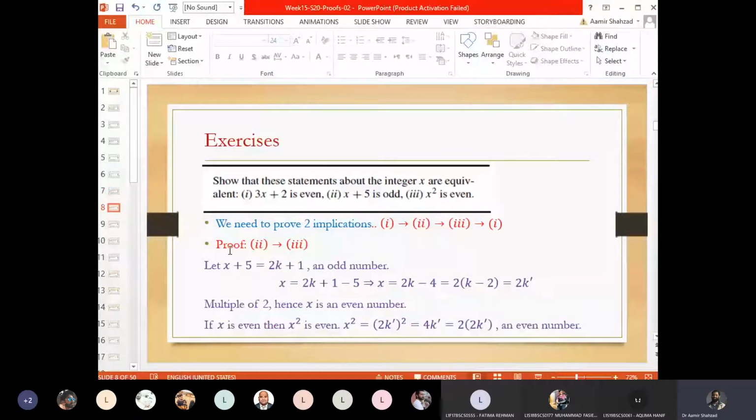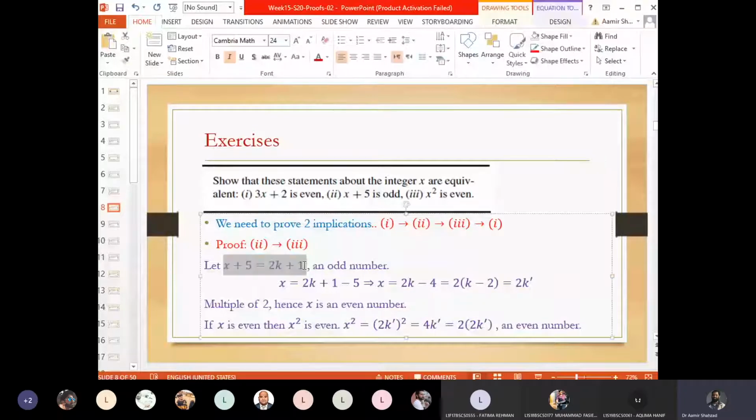We try to do 2 implies 3. Instead of starting from 1 implies 2, we start with 2 implies 3. Let's try to prove 2 implies 3. What is 2 implies 3? If x plus 5 is odd, then x square is even. Let's see. x plus 5 is equal to an odd number 2k plus 1.